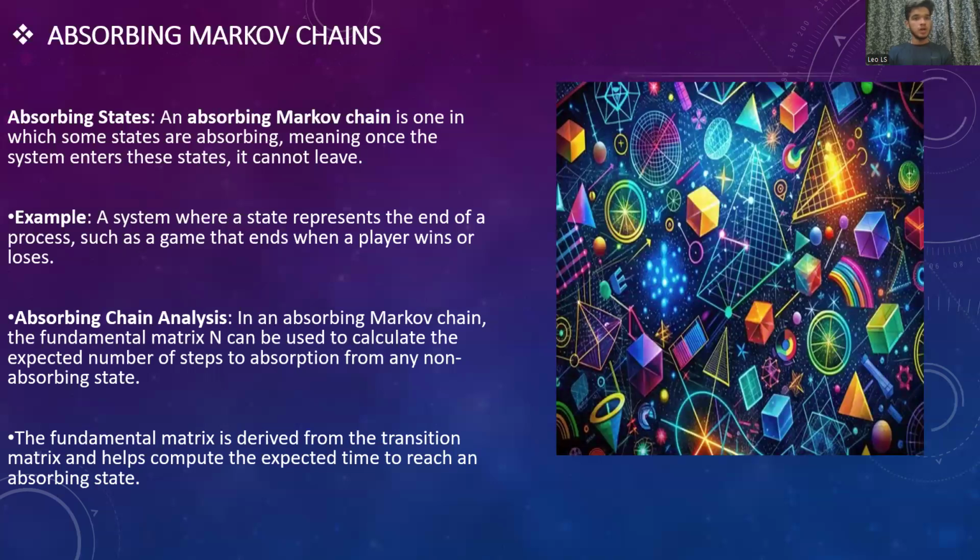Absorbing Markov chains. Absorbing states. An absorbing Markov chain is one in which some states are absorbing, meaning once the system enters these states, it cannot leave. Example: a system where a state represents the end of a process, such as a game that ends when a player wins or loses. Absorbing chain analysis: in an absorbing Markov chain, the fundamental matrix N can be used to calculate the expected number of steps to absorption from any non-absorbing state. The fundamental matrix is derived from the transition matrix and helps compute the expected time to reach an absorbing state.